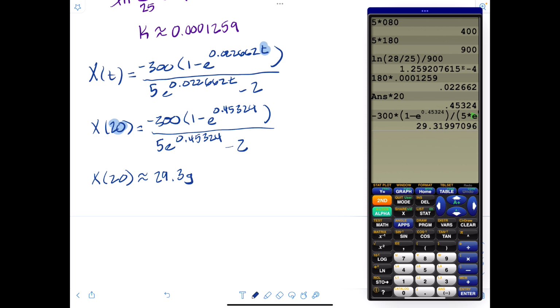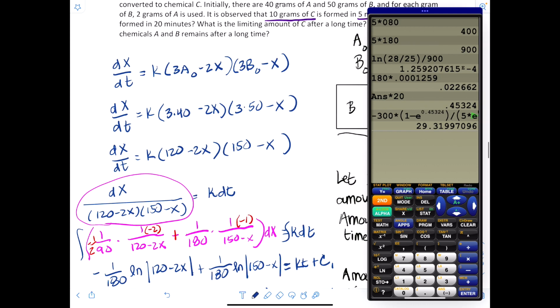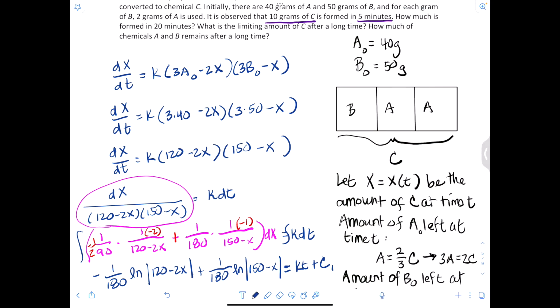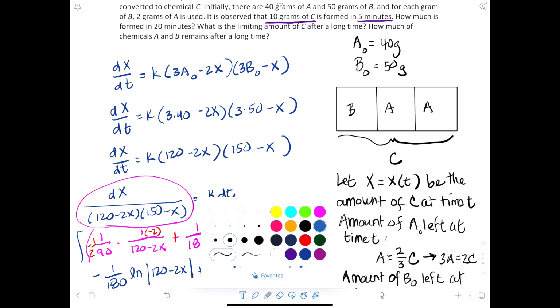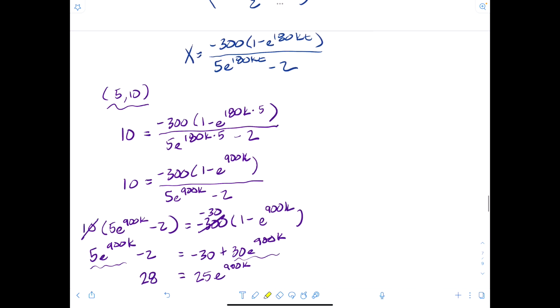Now, they wanted us to also find what? Way back, yes, they're long. They want us to take a look and say, okay, what is the limiting amount of C after a long time? And then how much of chemicals A and B remain after a long time? Okay, so let's go ahead and start highlighting the things that we found. So how much is formed in 20 minutes? Was this one.